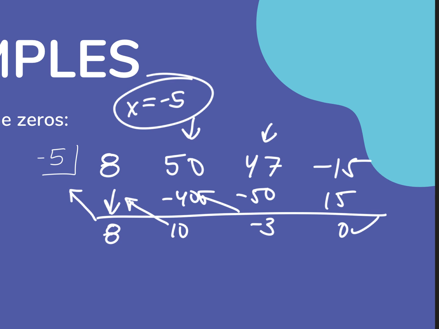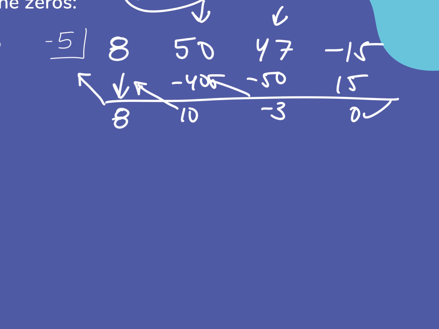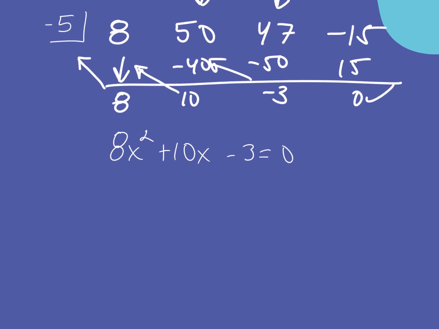So now I have leftovers. I have 2 more zeros that I need to quote-unquote discover, right? There's 2 more hidden in there. What is left over with 8, 10, and -3? 8x squared plus 10x minus 3 equals 0. And then what do I do with that? Well, hopefully, we hope and pray that this does what? That it factors.